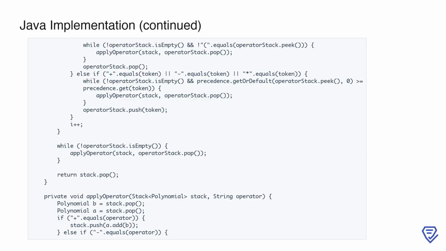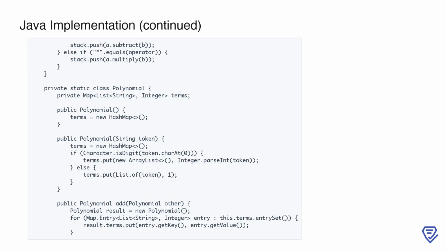The apply operator method simplifies the process of applying an operator by popping two polynomials from the stack, performing the operation based on the operator, and pushing the resulting polynomial back onto the stack. This structure allows us to modularly handle each operation type. In the apply operator method, we handle addition, subtraction, and multiplication operations. For addition, we combine the terms of both polynomials into a new result polynomial. For subtraction, we negate the terms of the second polynomial before combining them with the first. Multiplication involves pairing every term of the first polynomial with every term of the second polynomial.